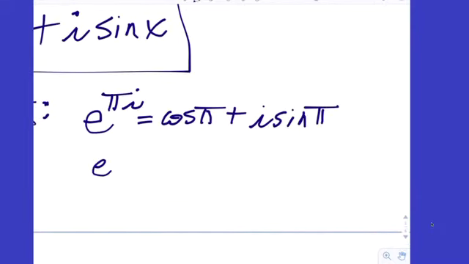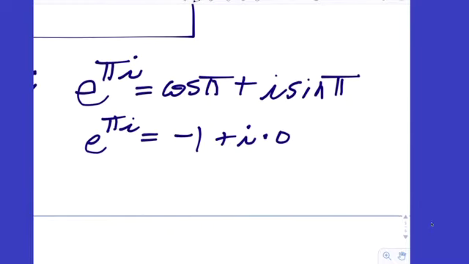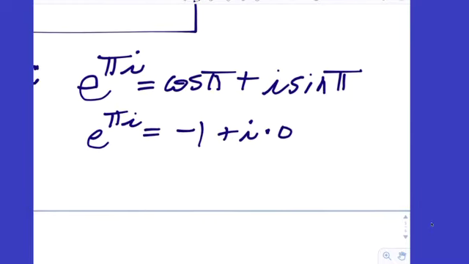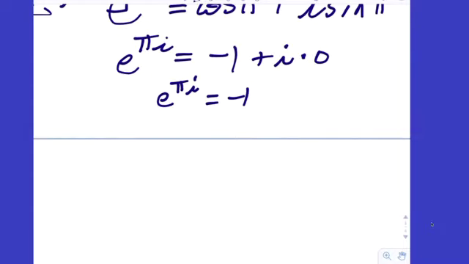And now we'll just evaluate it even more because we know the unit circle, right? So cosine of pi is -1 plus i times sine of pi is 0. What's 0 times i? 0. So we end up with e to the pi i equals -1 plus 0, which is -1.